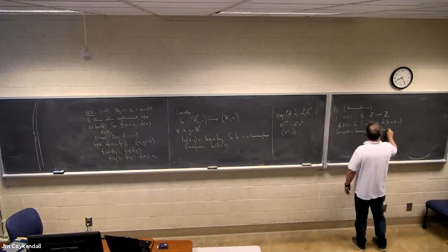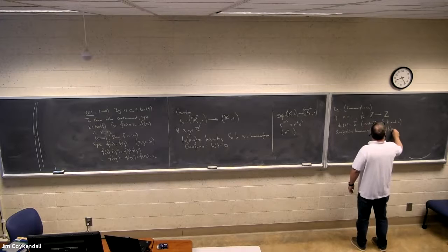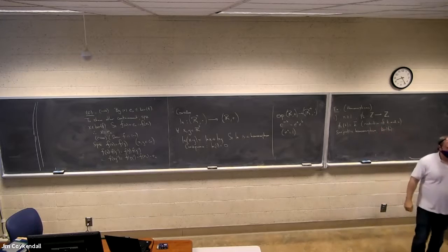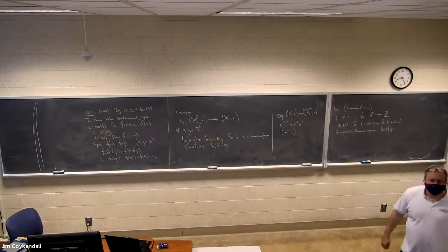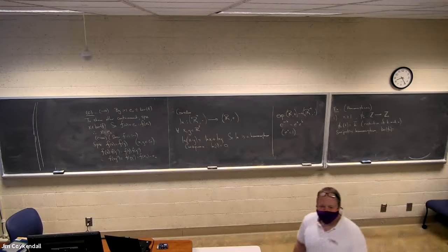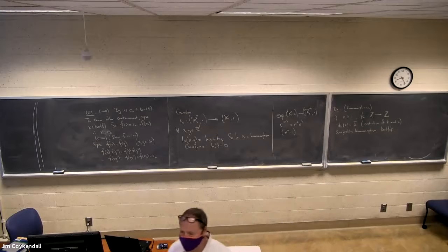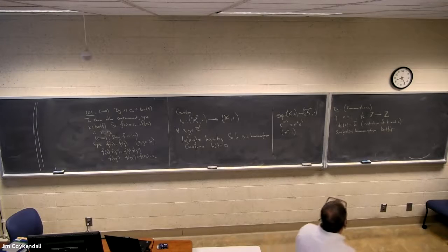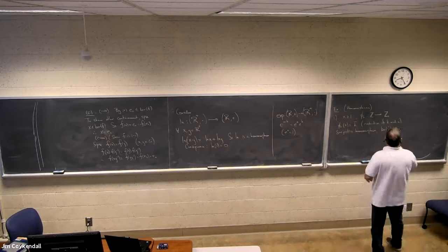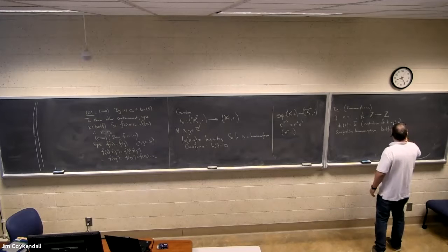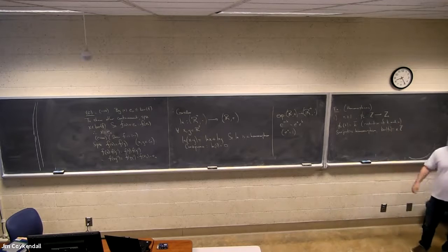And anybody want to guess what the kernel is? Remember, the kernel is everything that goes to the identity. What ends up going to the identity from Z to Z mod n? Okay, good. Multiples of n. So it's got a big fat kernel, right? It's just every multiple of n goes to 0.